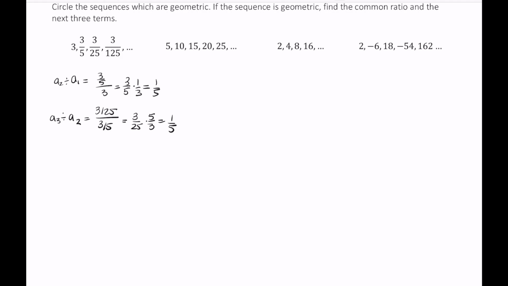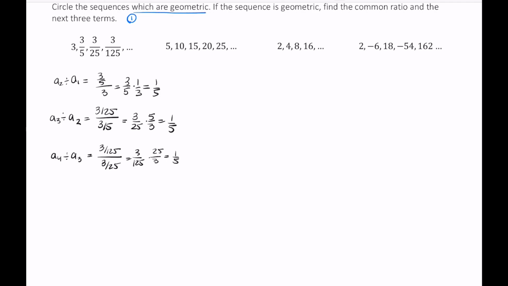And then let's look at one more. So the fourth term divided by the third term. And I'm already very suspicious. This is clearly going to be geometric, but let's see if the pattern continues here. So that is, we have 3 over 125 divided by 3 over 25. And that's also going to give us 1/5. So this is indeed geometric.